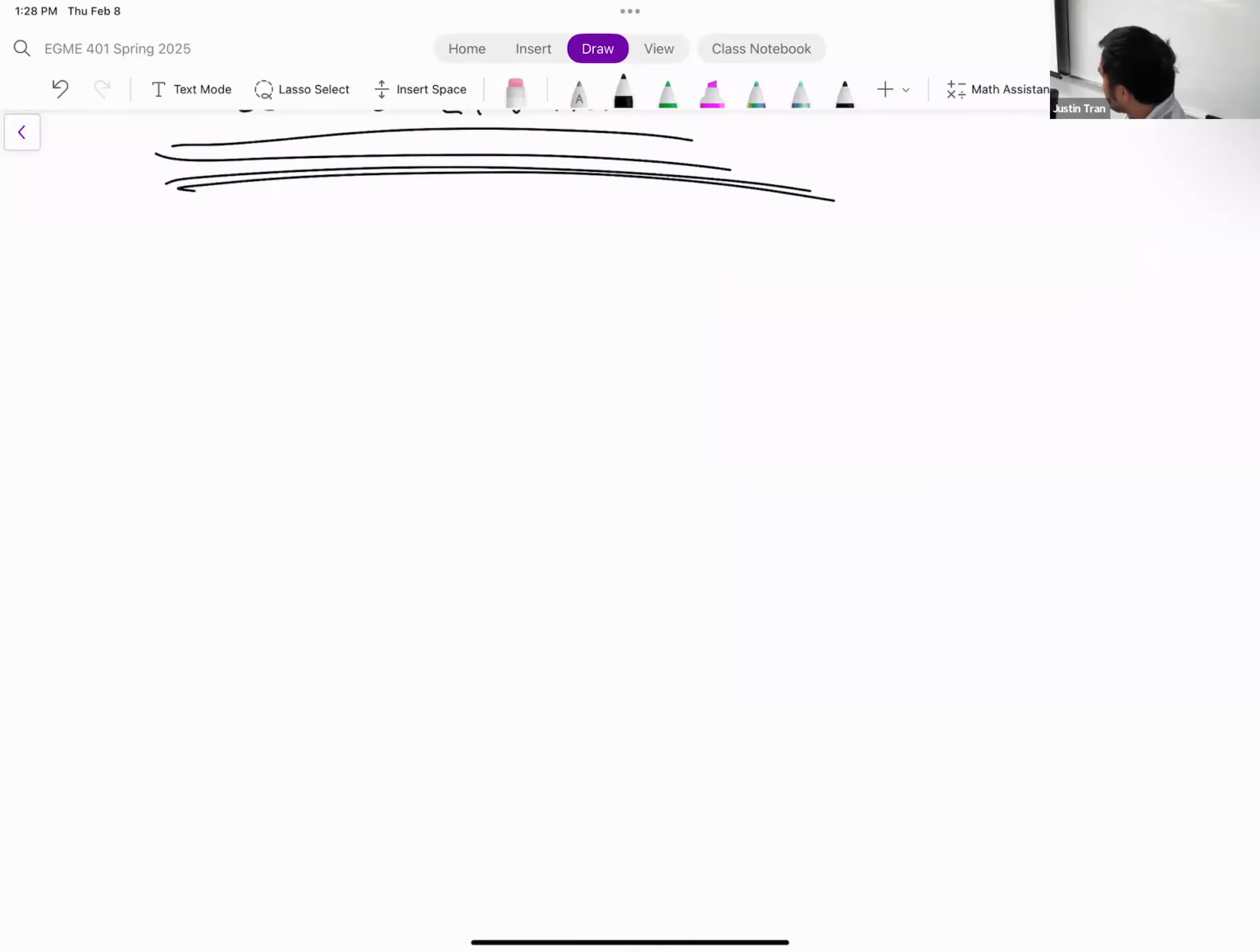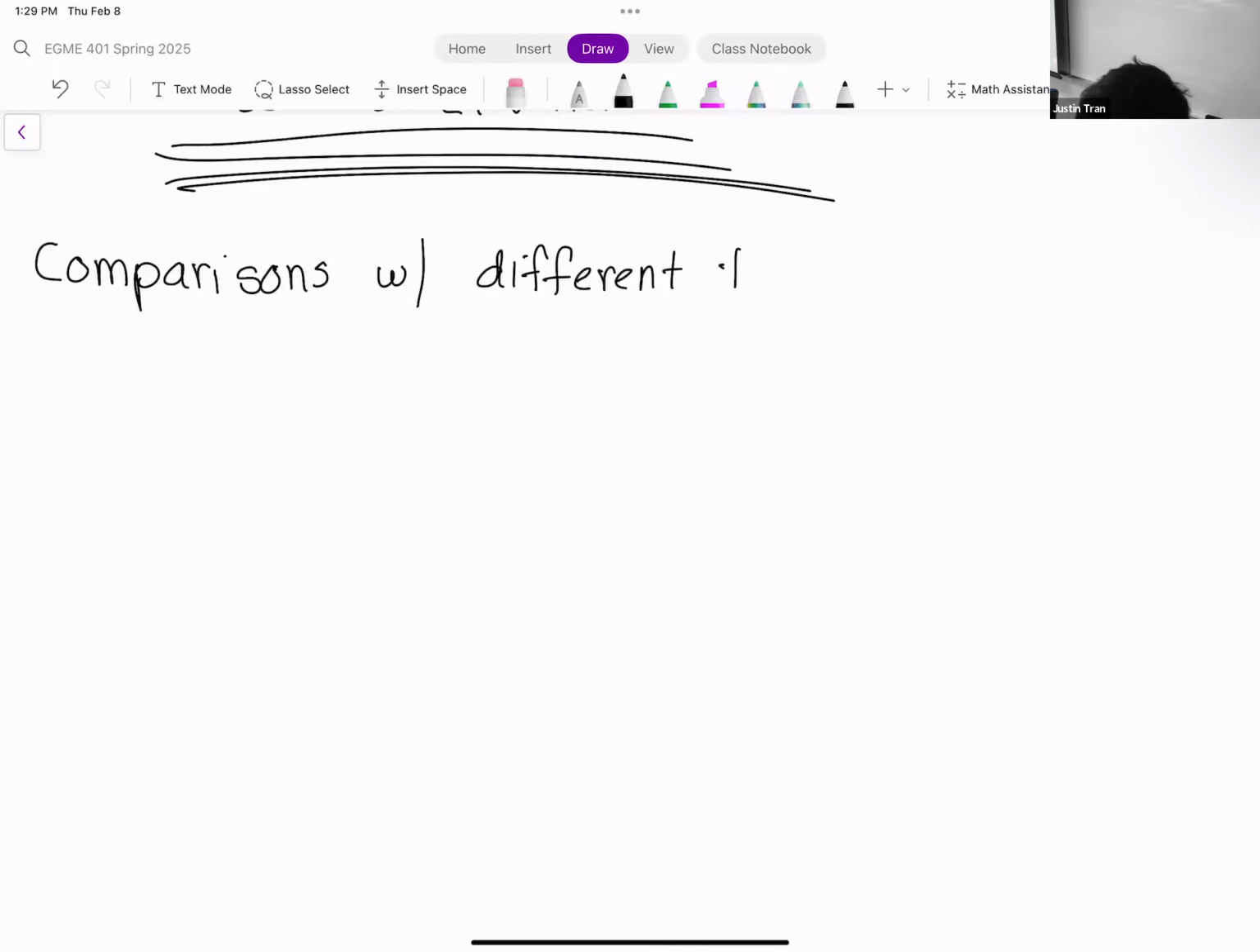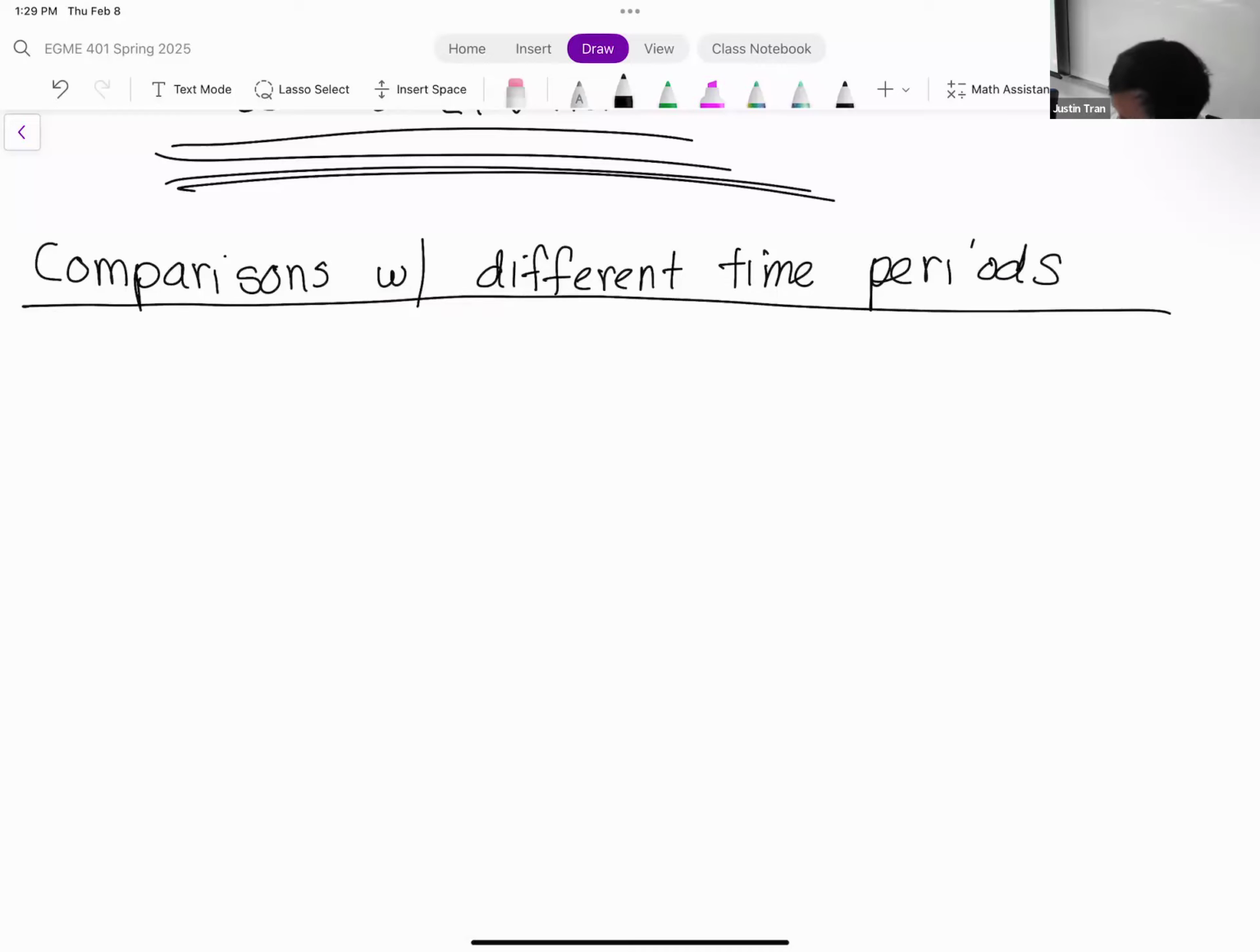All right, so the two examples that we just did show you the basics of present worth analysis. One thing that you may have noticed about those two examples is that the number of time periods was the same between both options. That was very intentional because if you have a situation where the product lines are different, that's something that you have to account for in your analysis. So let's talk about comparisons with different time periods.